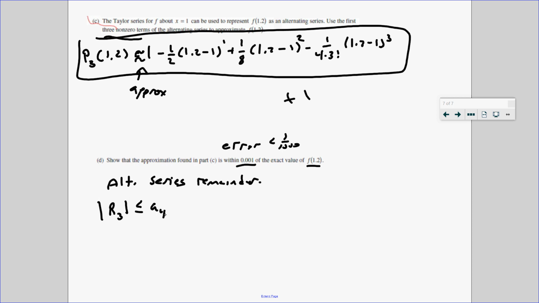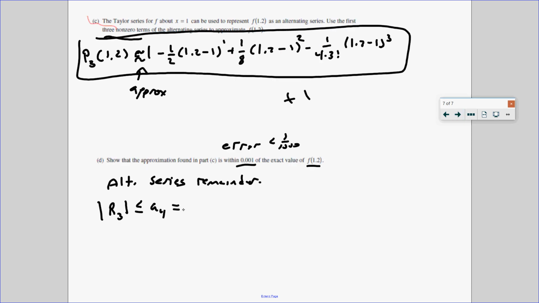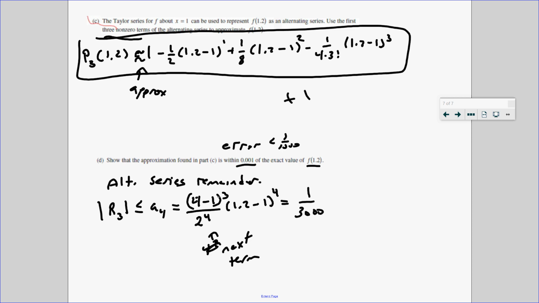So to get our fourth term, going back here, we're going to use our little formula right here. Don't worry about the negative there. So we just write here, 4 minus 1, cubed, over 2 to the n, 2 to the fourth. And now I'm going to put this in, (1.2 minus 1) to the fourth. This is my next term. And if you type all this in your calculator, or if you simplify all this, you get 1 over 3,000. Now, the AP doesn't expect you to know that. Honestly, they're okay if you leave it like this, but this is less than 1 over 1,000. So therefore, our error bound is correct.